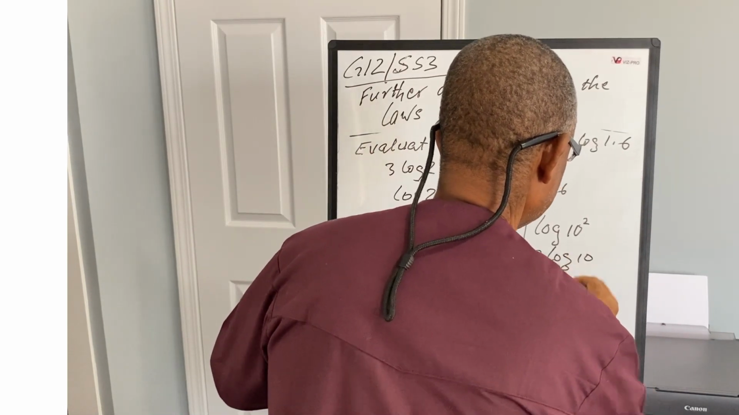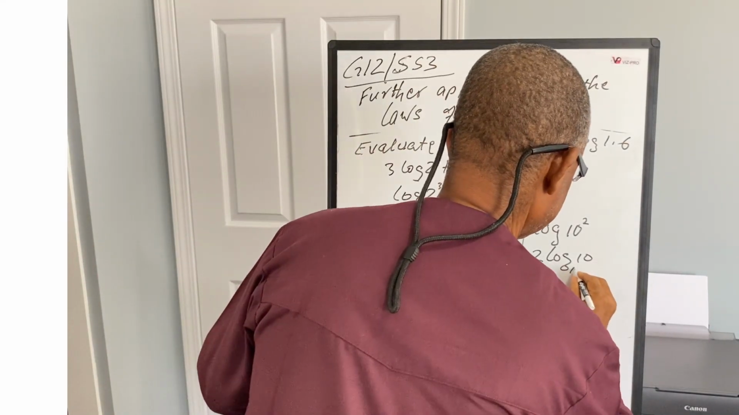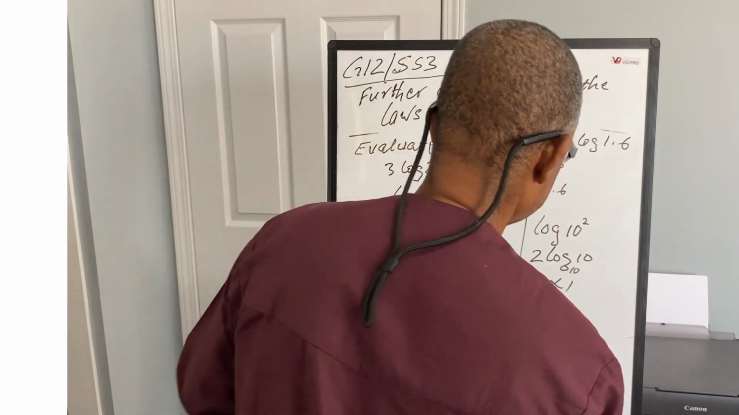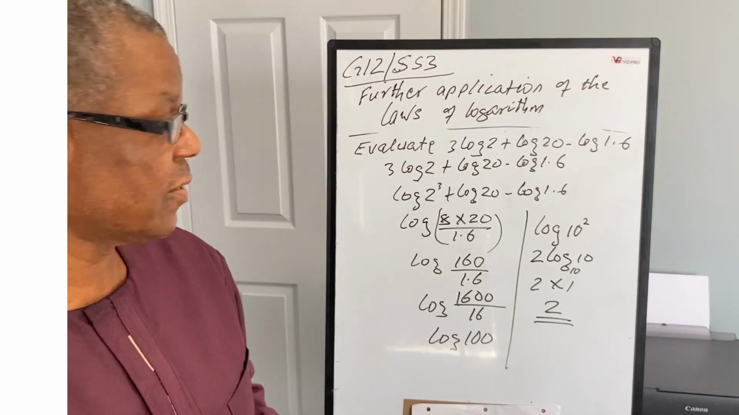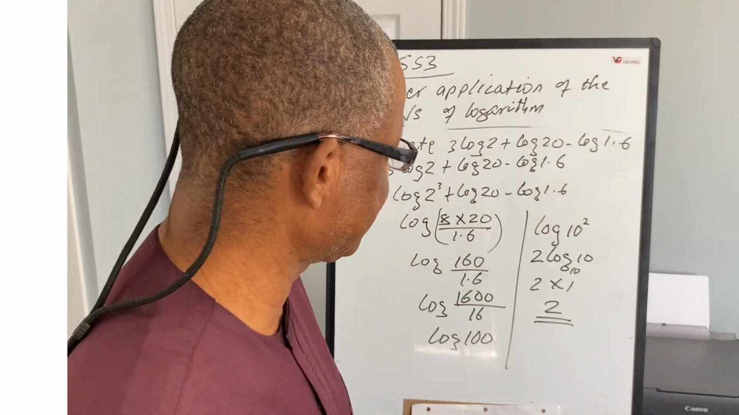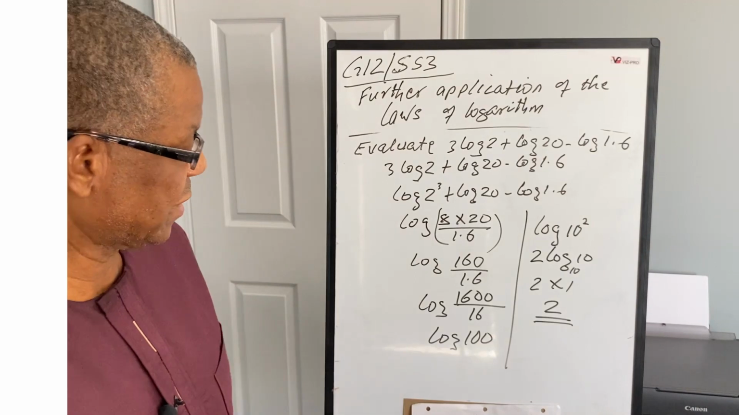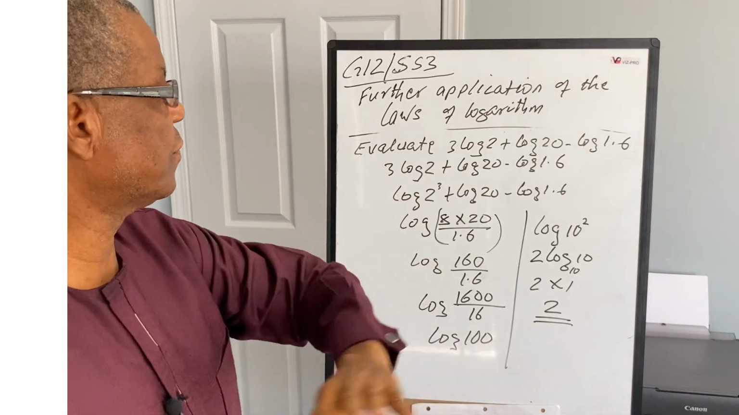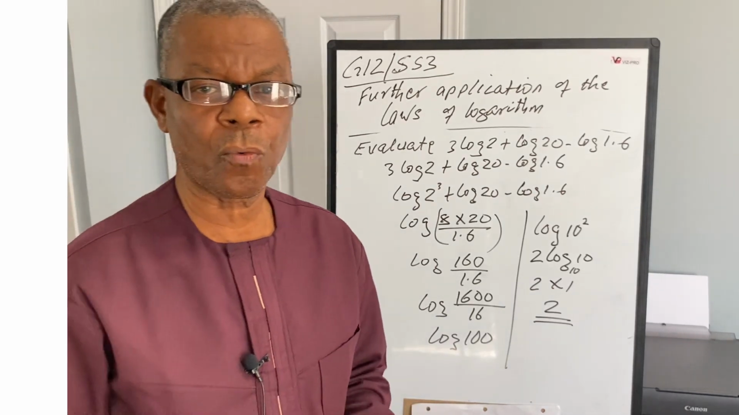log 10. Remember, the base is not given, and so it's automatically base 10. That will give us 2 times 1. The value of that is 2. Why is it 2 times 1? We have discussed that when the log is equal to the base, the result is 1. So log 10 base 10 is 1. So that's why we have 2 times 1. And 2 times 1 is 2. That is the value of 3 log 2 plus log 20 minus log 1.6.